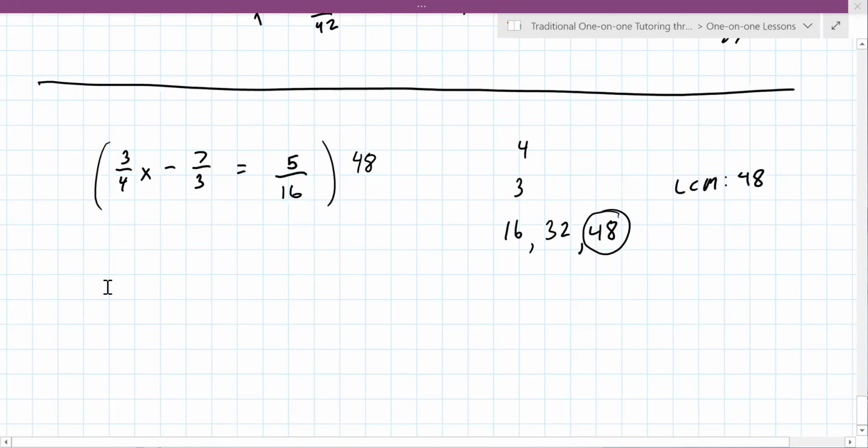Okay, let me just confirm here. So the first one, you should get 36x minus 16 times 7, so that's like 112. And then 48, so you get 15. So I think I heard x equals 127 over 36. Yes. Great.